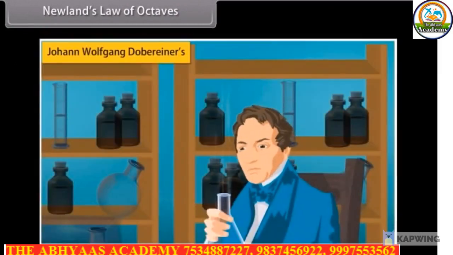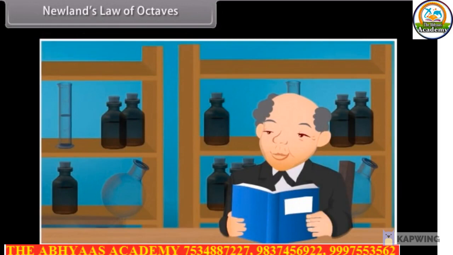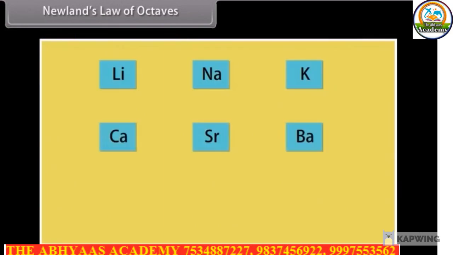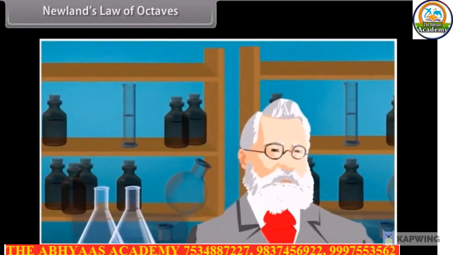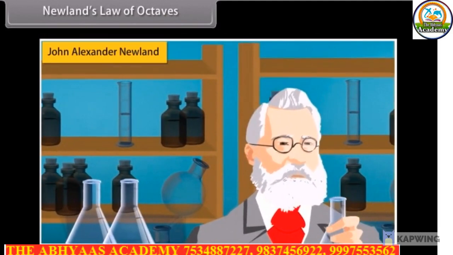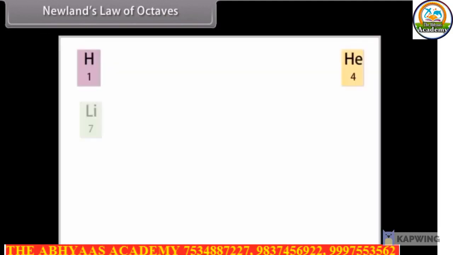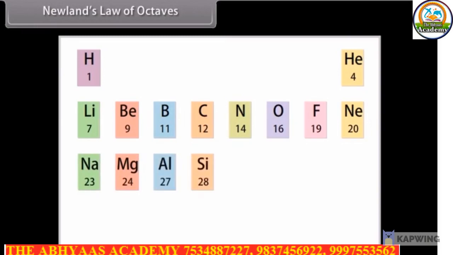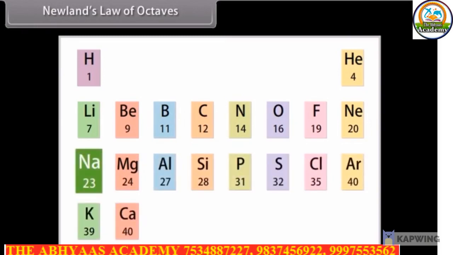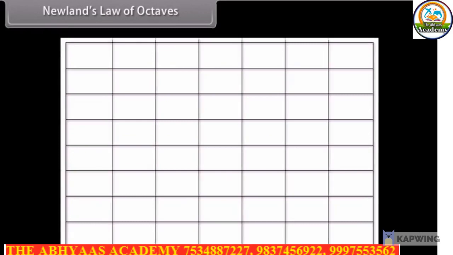Newlands' Law of Octaves. Doberenier's research simultaneously encouraged other scientists to start classifying elements. The triads were not useful as they could classify only 3 elements at a time. In 1864, John Alexander Newlands, an English chemist, discovered that when elements are arranged in the increasing order of their atomic masses, atomic weight, every 8th element had properties similar to the first element. This is called the law of octaves. However, all elements could be arranged in this order only till calcium, even though there were more than 60 elements available at that time.